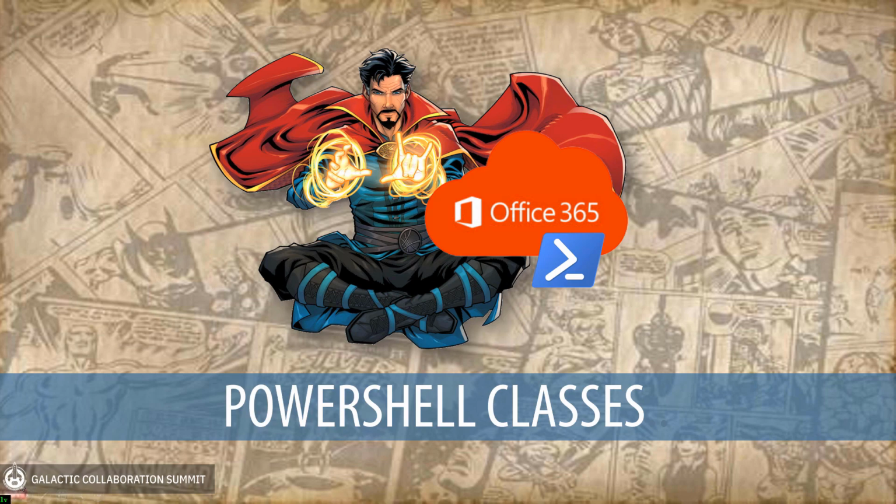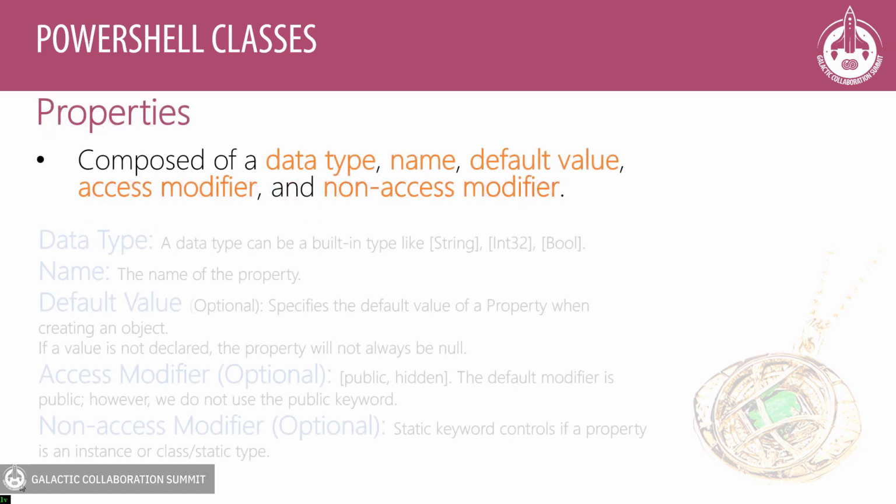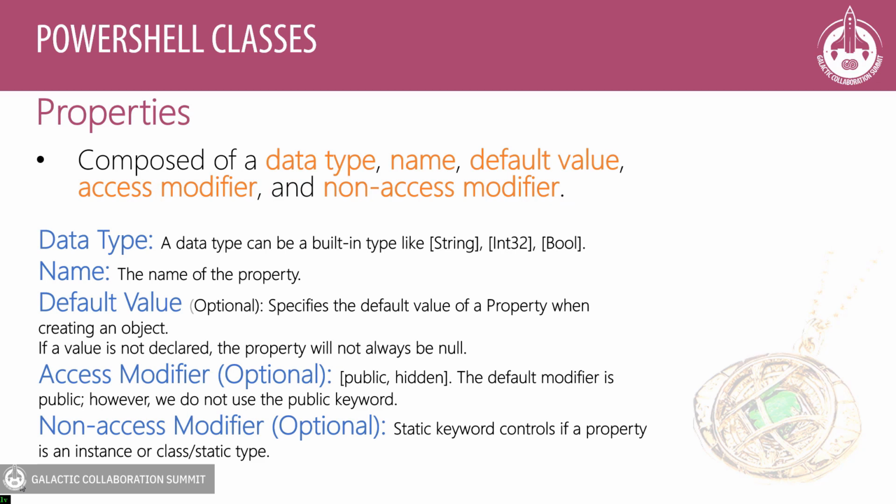So PowerShell classes. Interestingly enough, most IT pros don't know that it's possible to create classes within PowerShell. It's possible since version 5, and this is how we define a class in PowerShell. So you put class and then the name of the class, and that's it. The class itself has properties that are composed of data types, name, default value, access modifiers, and non-access modifiers. The data types are usually string, integer, boolean. We put the name on the property.